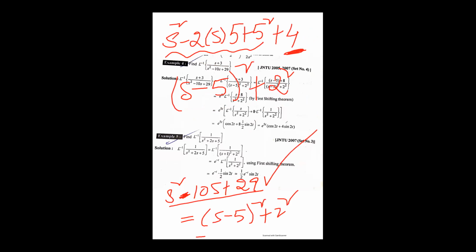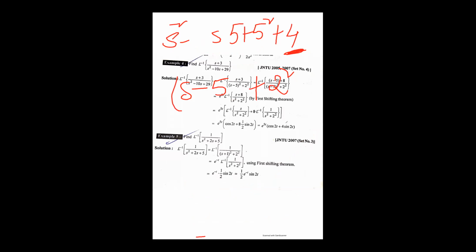So to change the denominator s square minus 10s plus 29 as s minus 5 whole square plus 2 square, we simplify only the denominator. Replace it in the first problem: s square minus 10s plus 29 as s minus 5 whole square plus 2 square. So the denominator is converted as s minus 5 whole square plus 2 square.